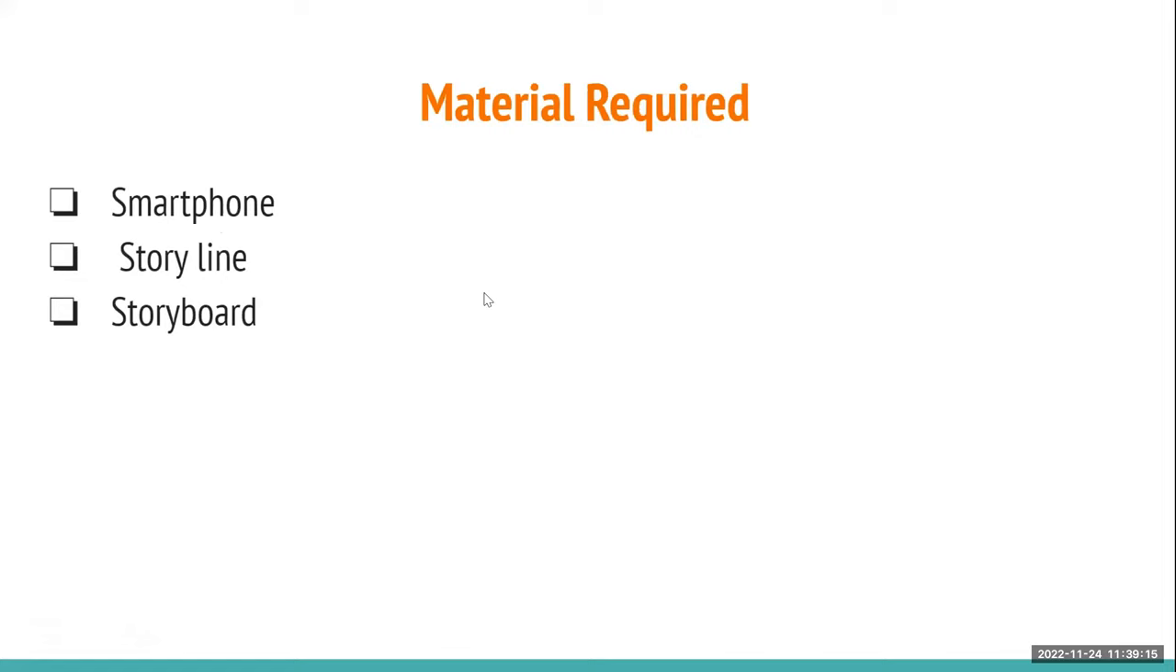So what material is required to create an animation from this app, Stop Motion Studio? First, a smartphone. Of course, we need a smartphone by using which we can create animation. Second, we need a story. Without a story, we cannot create any movie, any video, any animation. So we need a storyline on which we want to create an animation, any video, any film. So we have to identify that concept, a need-based concept on which we want to create animation.